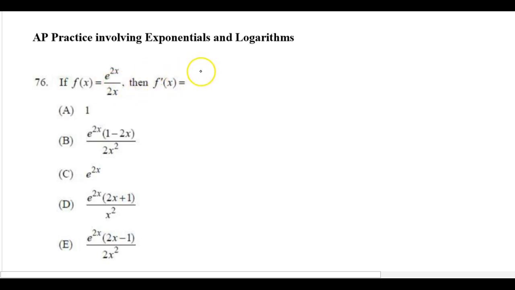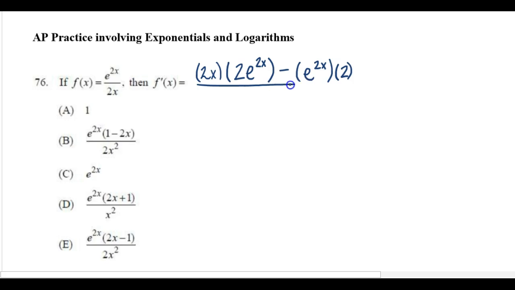So the quotient rule says low d high, so low is 2x, and d high, the derivative of the numerator, is a chain rule involving exponentials. So the derivative of e to the 2x, well, we just repeat it, right? E to the 2x times the derivative of the inside, so the derivative of 2x is 2. So low d high minus high d low, so e to the 2x, d low, so the derivative of 2x is just 2, and then all over the bottom squared. So low squared, the quantity 2x squared.